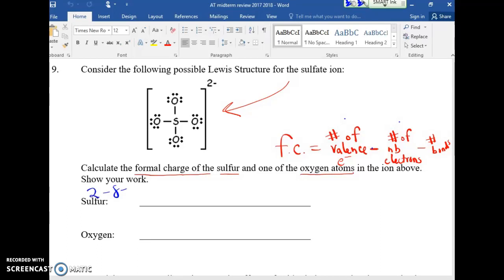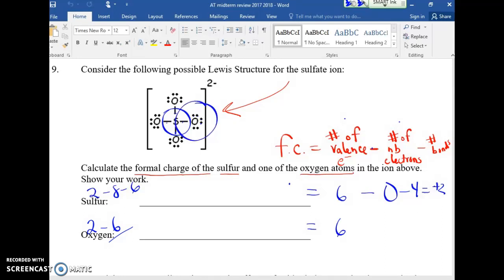Let's apply that to sulfur. Sulfur is 2, 8, 6. It has 6 valence electrons. How many non-bonding electrons are on it? None whatsoever. How many bonds? 1, 2, 3, 4. 4. 6 minus 4 is a positive 2. Oxygen, by contrast, is 2, 6. Just coincidentally, it also has 6 valence electrons. Notice here, I have 1, 2, 3, 4, 5, 6 non-bonding electrons, and I just have 1 bond. So 6 minus 6 is 0, minus 1 is negative 1. So those are the formal charges of those atoms.